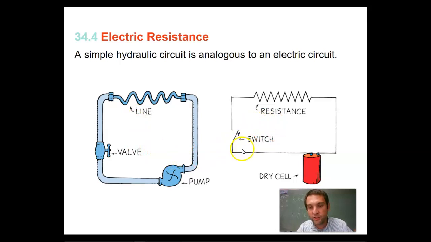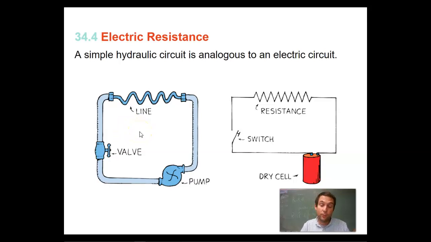So for the circuit, we have a dry cell, the battery, the voltage source, and then we have a switch. When the switch is open, no electricity can flow. If the switch is closed, then it can come over to the resistance. For a hydraulic circuit, you have a pump pushing water, and then this valve. And this valve you twist off. It's like the spigot outside of your house for your hose. So if you twist that, then no water comes out. But if you open it up, then water is free to flow.